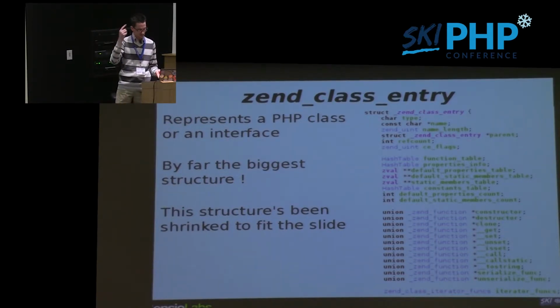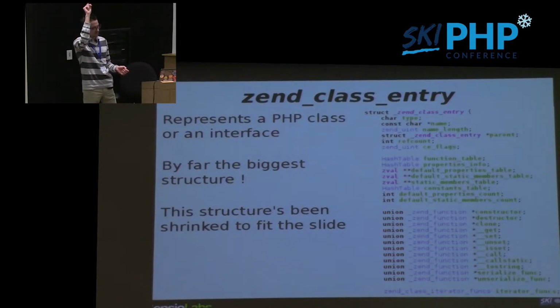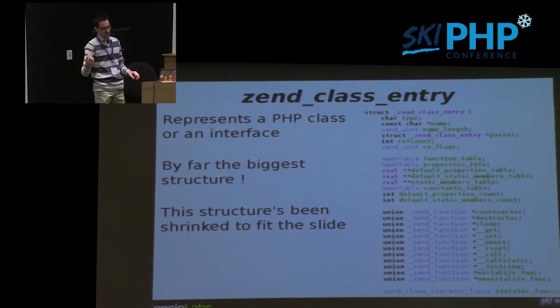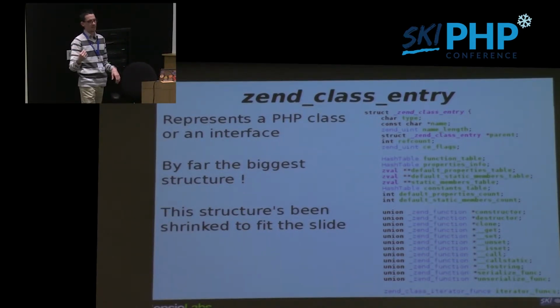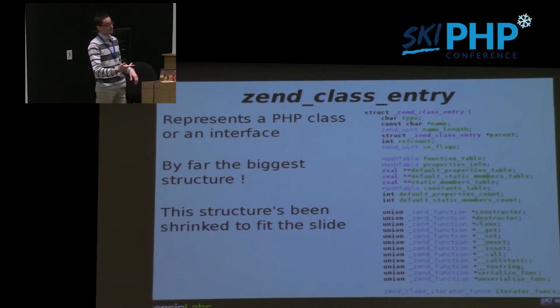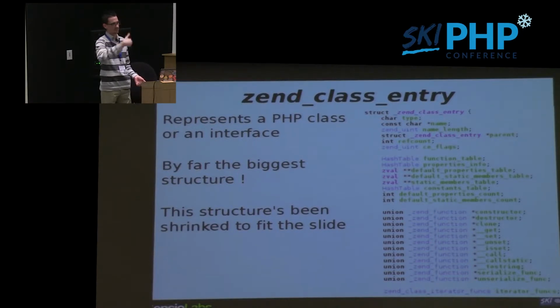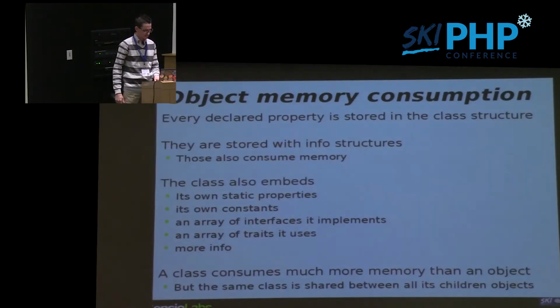This is the type, the first field, which says if it's an internal class or a user class, and the flags as well. Flags can embed information like: do you implement interfaces? Are you an abstract class? This is just bit fields with pipes between them.